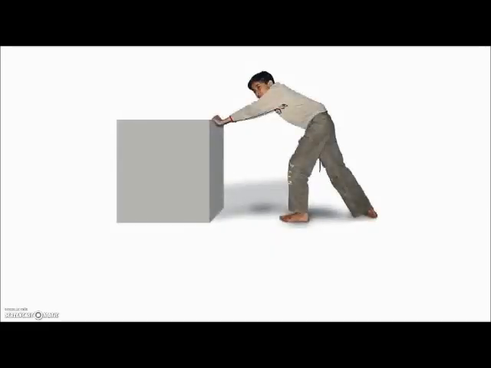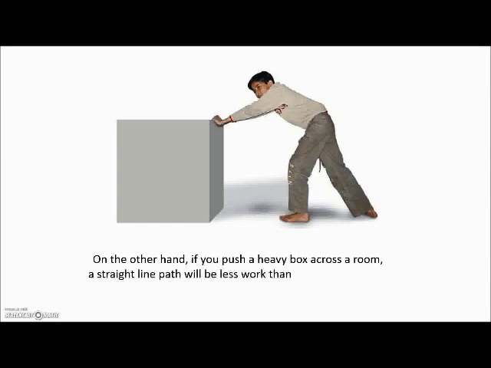Here's a different example. This time we're working against friction. And if we push a box around a room, if we go just a straight line from one side to the other, that's work. But if we take a meandering path and go up and down and back and forth and around for hours and hours and then end up at the other side of the room, obviously that's going to be a lot more work, right? So if you push a heavy box across a room, a straight line path will be less work than any winding route. So friction is not a conservative, aka gradient vector field.